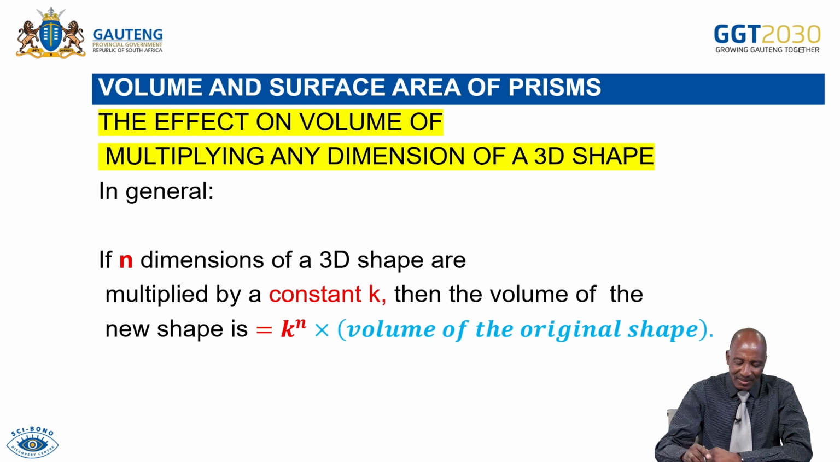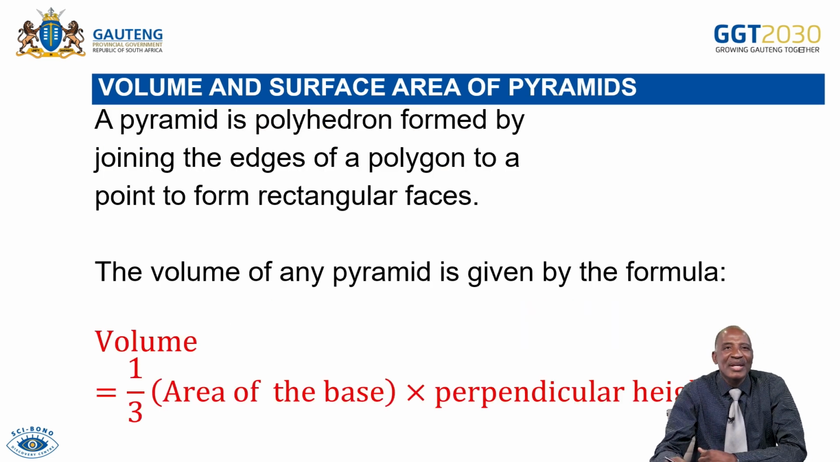Okay, let's proceed. We are going to move on to pyramids now. Remember, these are pointed shapes. All pyramids are pointed at the top. A pyramid is a polyhedron, that's how we define them, formed by joining the edges of a polygon to a point to form rectangular faces. Sometimes it's not rectangular faces, it's curving faces like in a cone, because there are no particular faces because the base is a circle, but it also qualifies to be a pyramid.